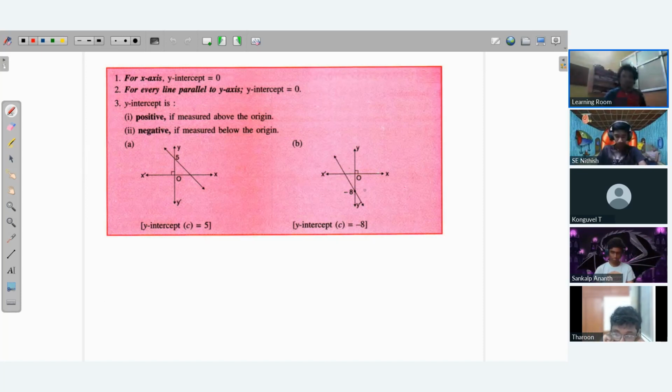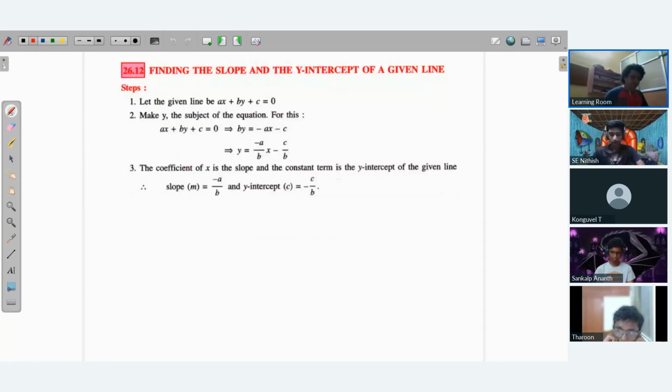Okay. Now finding the slope and the y-intercept of a given line. So this was all the theory. Now, what is the procedure to find the slope and y-intercept of any given line? If I give you a line like 2x plus 3y plus 5 equal to 0, tell me what is the slope and tell me what is the y-intercept.